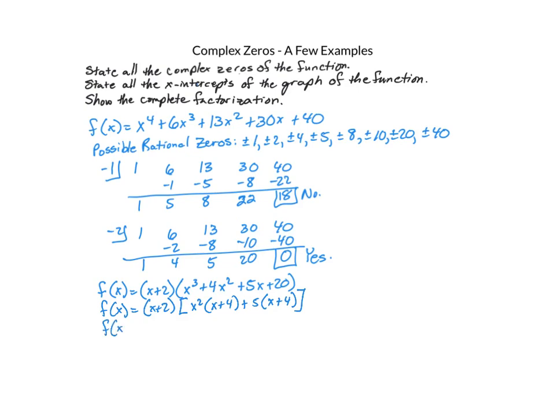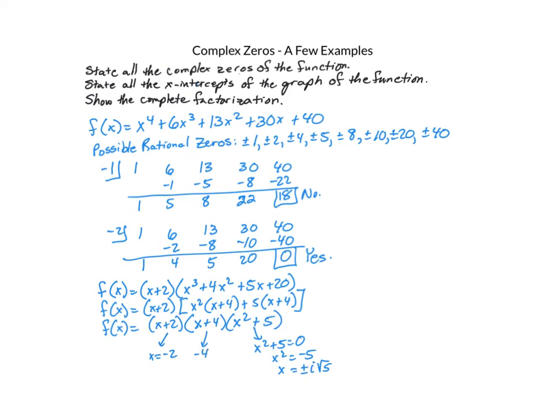So f of x equals x plus 2 times, let's see, we take out our common factor of x plus 4, and we have x squared plus 5 for our other factor. This factor right here does not factor over the integers, but we do know that you can set x squared plus 5 equal to 0 and solve that equation. So we get x equals plus or minus i square root of 5. So here are my list of zeros right here.